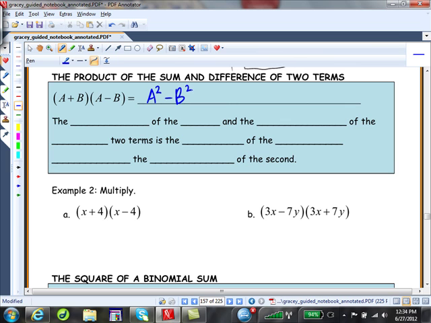So in words, the product of the sum and the difference of the same two terms is the square of the first minus the square of the second.